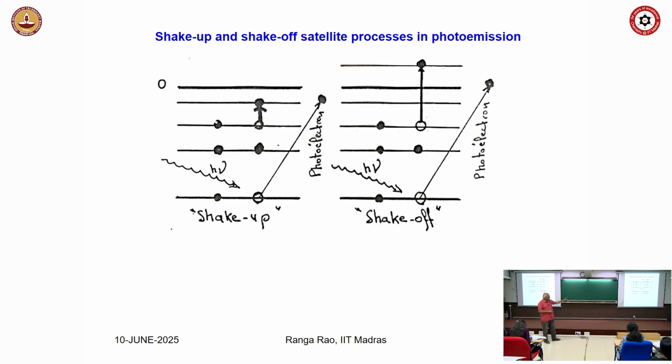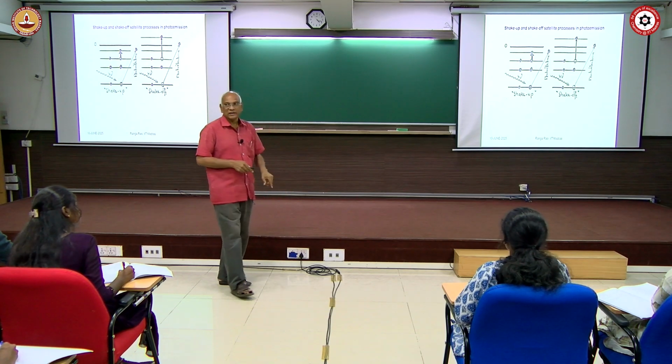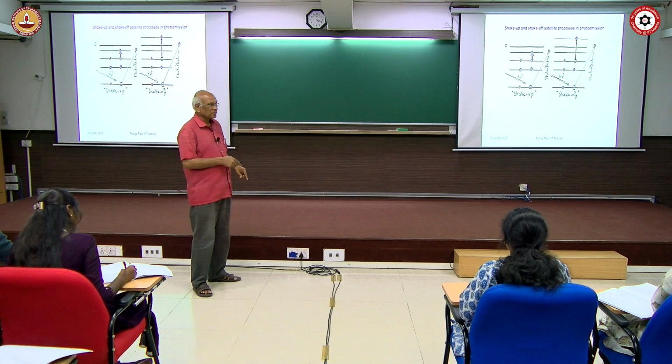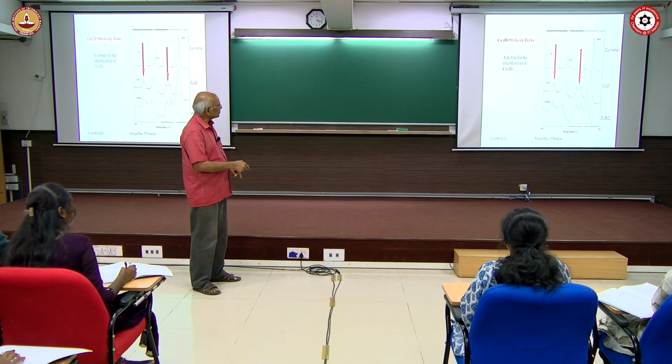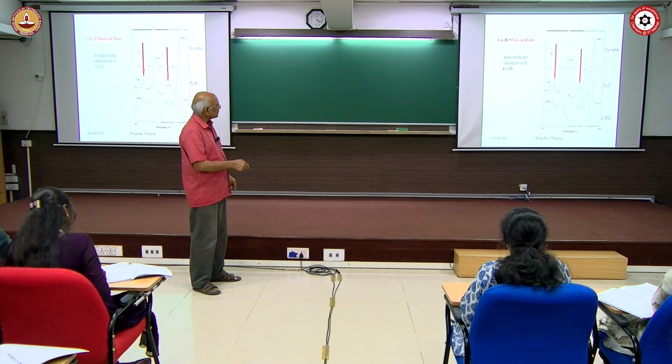As a result, the kinetic energy of the photoelectron which is coming out is going to be smaller. Even from the top layer, the kinetic energy is going to be smaller than what is expected. So that gives you satellites in the photoemission spectra. This is what it is. You see, this is the original spectrum, but then they have satellites.